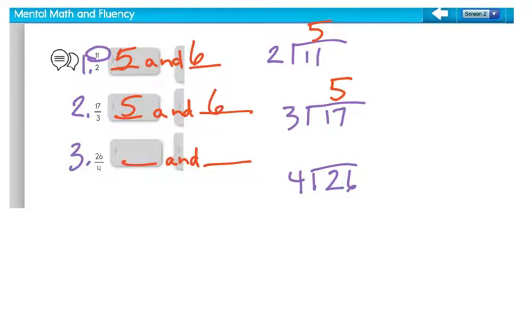How many 4's are there in 26? This is why you need to know those multiplication facts very quickly, be able to recall them. It goes in there 6 times with the remainder, so it's between 6 and 7.